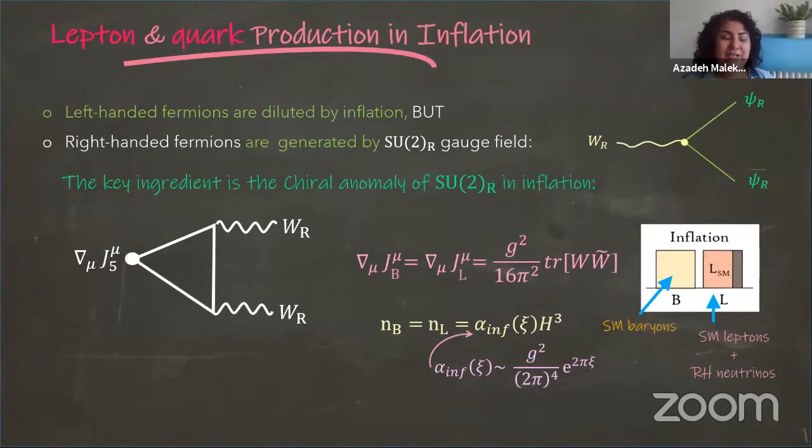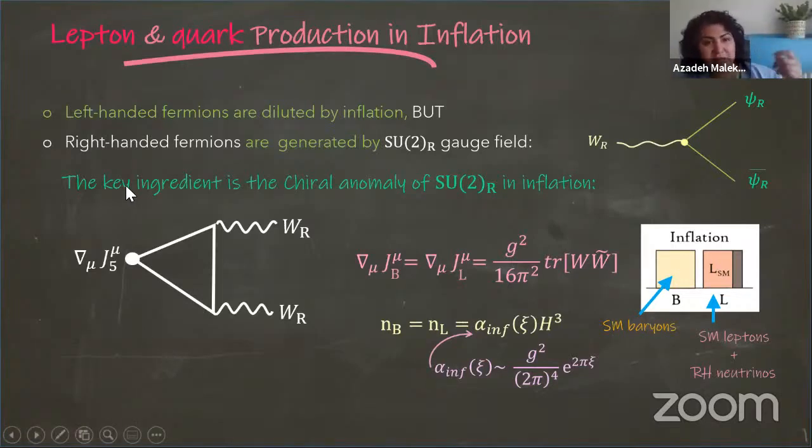Now we get to the fermion production in this scenario. Only the fermions which are coupled to this gauge field that's directly coupled to the axion can get generated in inflation, while the other fermions, because they are coupled to gauge fields which are not active in inflation, will just get diluted and they are not important.